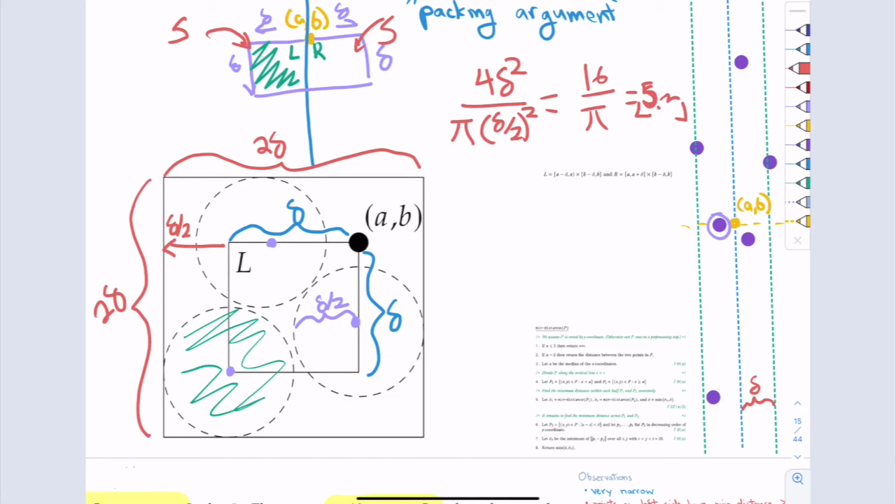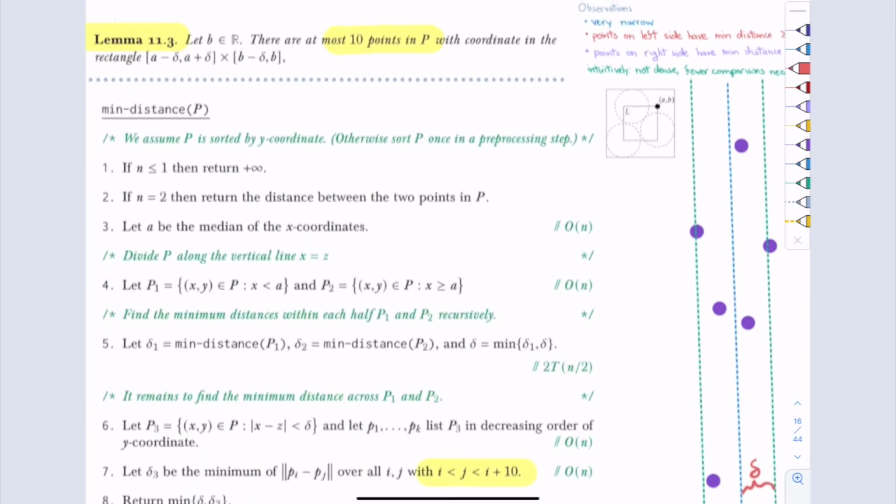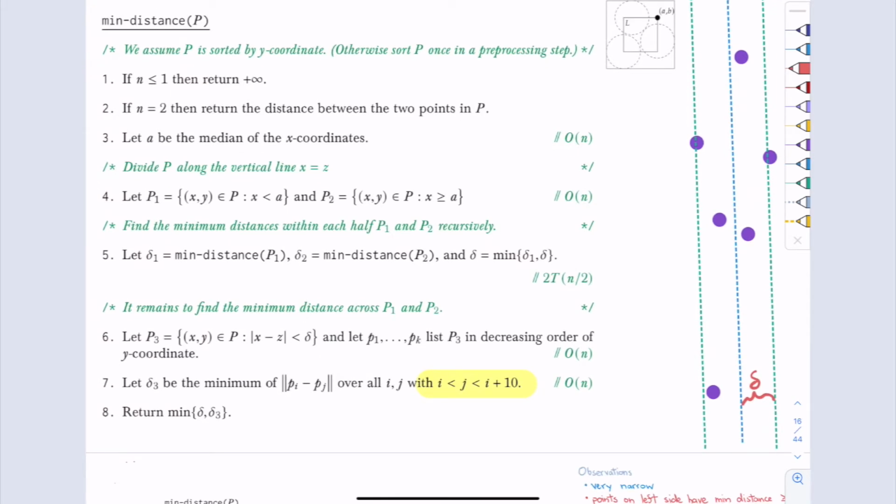So that is why in the algorithm, I only have to check 10 points. Instead of checking all pairs of points, there's only so many points that could fit in a square. 10 is an upper bound, so 10 is conservative. As a result, in this last step, instead of comparing all pairs of points in the vertical band, I'm only checking like 10n. I'm only computing 10n distances or something.